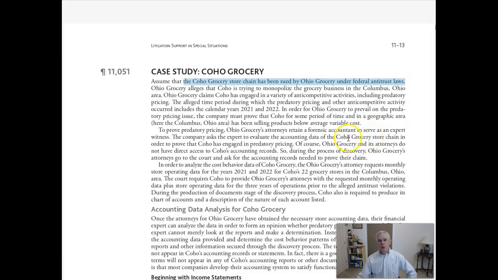Now on this page we have the start of a case study. This is quite detailed, a lot of explanation, and just the numbers you have to read through yourself. Let me hit the high points on this though. Now, the Coho grocery store chain has been sued by Ohio Grocery under the federal antitrust laws. So we have Ohio Grocery as the plaintiff and Coho as the defendant. And they are in the Columbus, Ohio area.